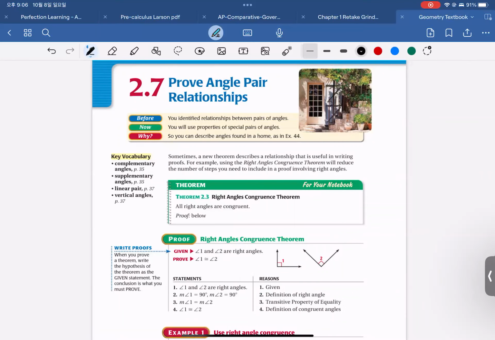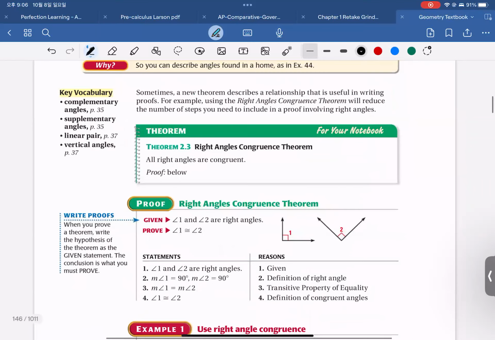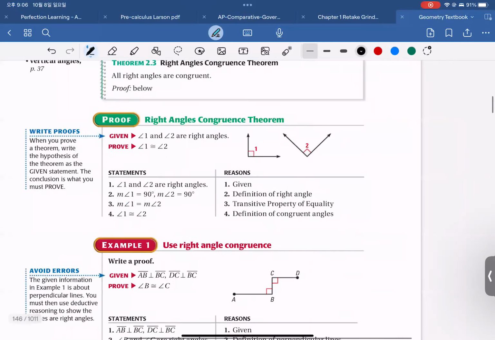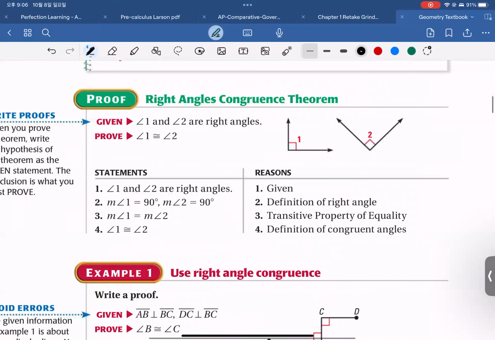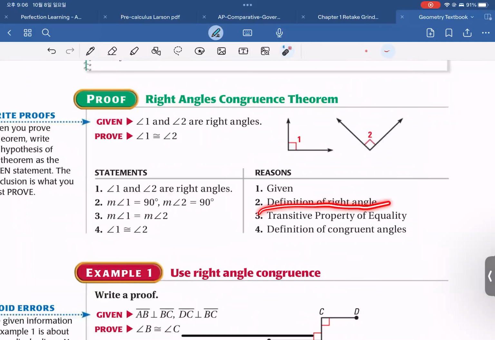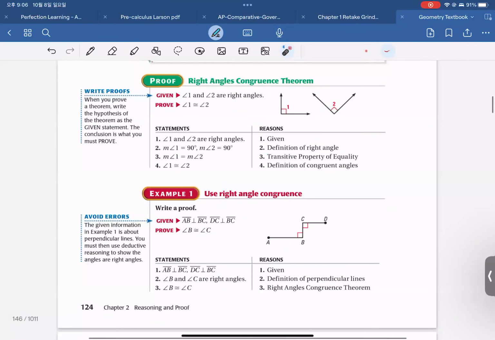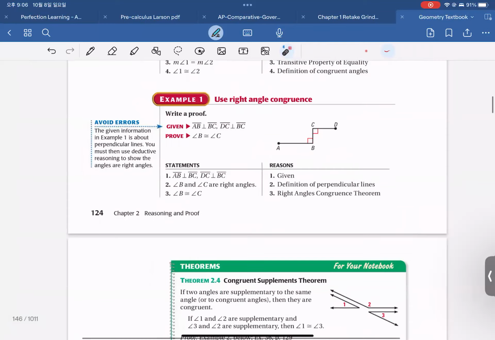So here are some common theorems. The right angles congruence theorem just says that all right angles are congruent to each other, which is pretty straightforward because 90 degrees is equal to 90 degrees. There's a proof using it. When you're trying to show very obvious things relating to right angles, you can always use the definition of a right angle because it's literally what a right angle is. And these proofs are pretty straightforward.